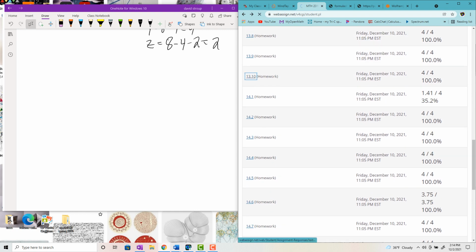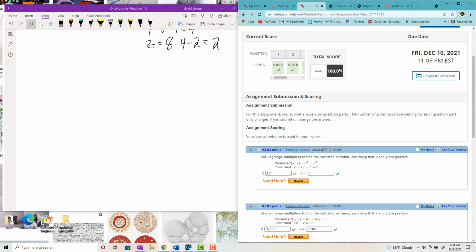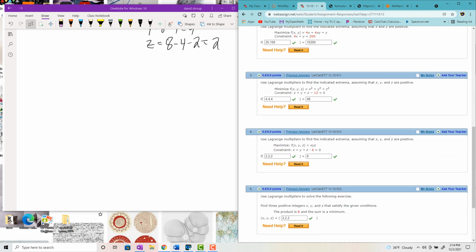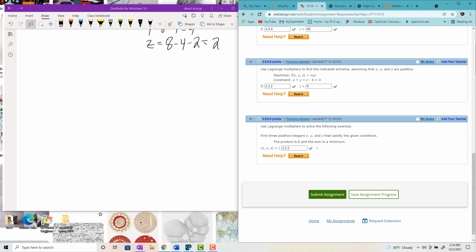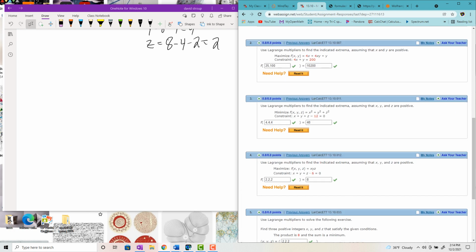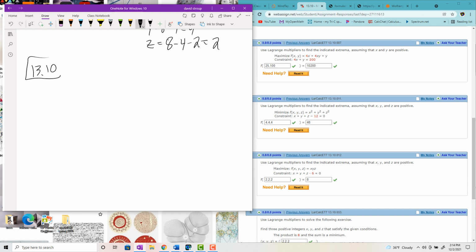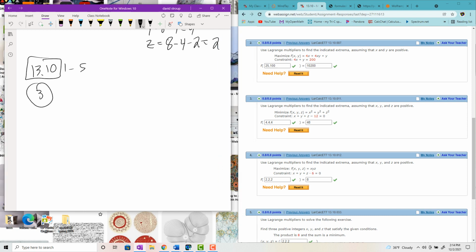13.10, Lagrange stuff. Okay, use Lagrange multipliers. All right, so anything like 1 all the way up to, I guess they're all pretty simple, 1 to 5. So looking at 1 to 5, I'll look at number 3. We want to use Lagrange multipliers to maximize this f(x,y,z), which is x squared plus y squared plus z squared, the sphere, on the constraint that x plus y plus z minus 12 is equal to 0.